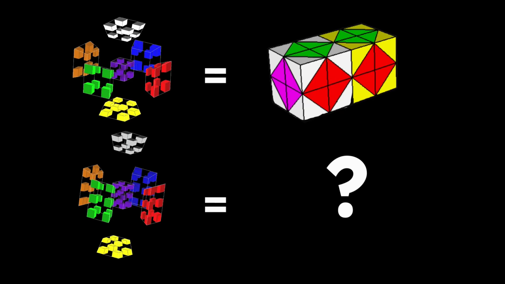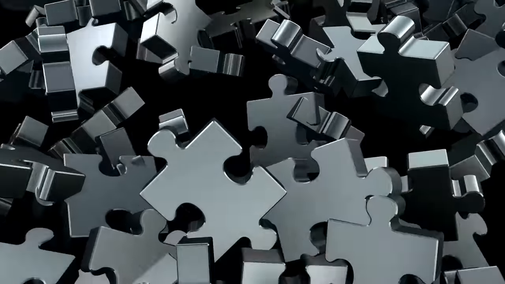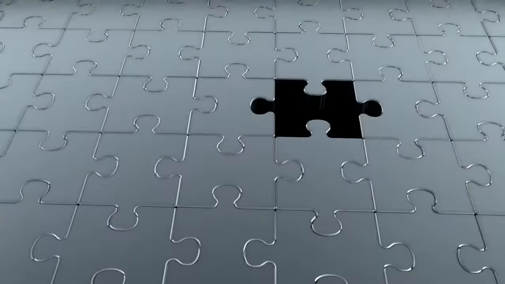But the question remains if it's possible to build a hypercuboid based on Melinda's 2x2x2x2 design. So not only do we have to design a new type of piece, but we have to make sure that it fits with the other pieces.